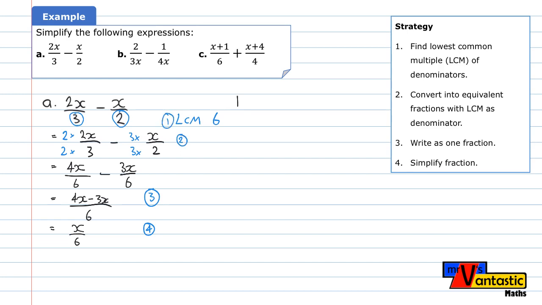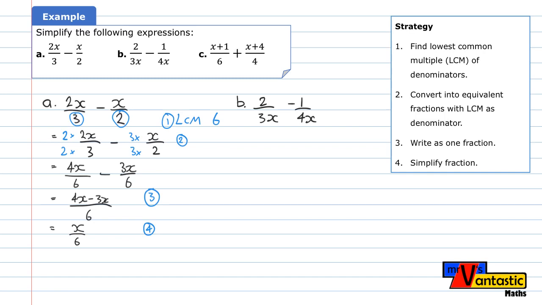Let's look at the second one, b. So we have 2 over 3x minus 1 over 4x. How do I deal with this one? So we now have these variables in the denominator. How do we deal with that? Well, our lowest common multiple can be algebraic.